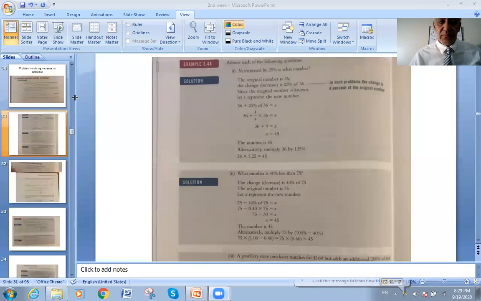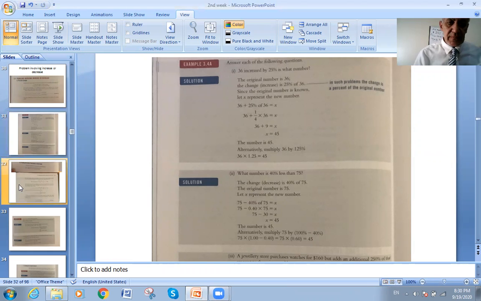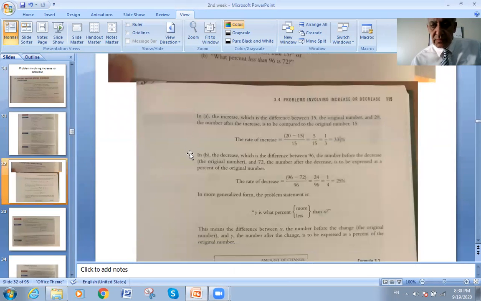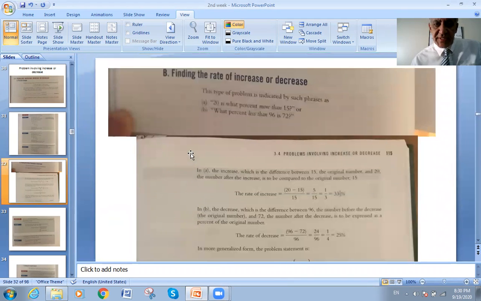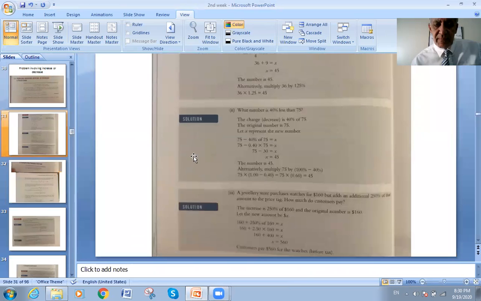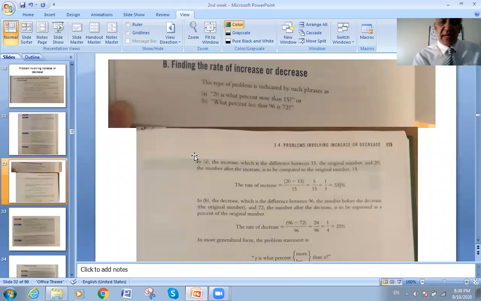Okay. Screen share now. Then we'll go to our next page, which is 32, slide 32. In slide 32, finding the rate of increase or decrease. We'll check out what is the rate of increase or what is the rate of decrease in any amount we have given.